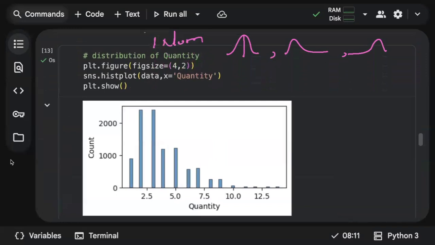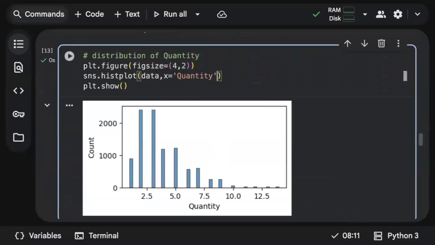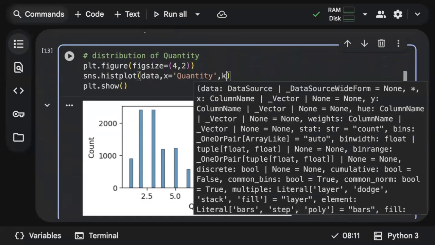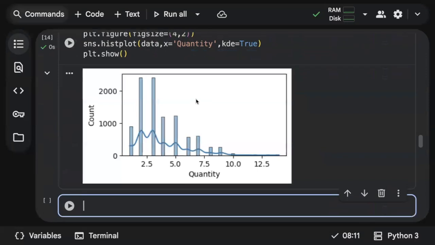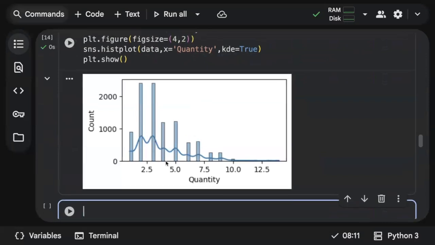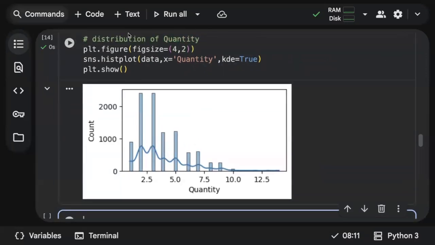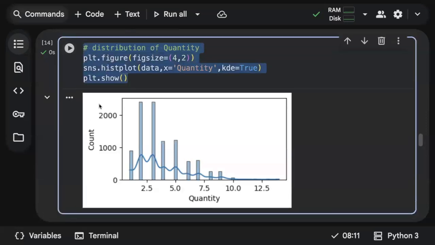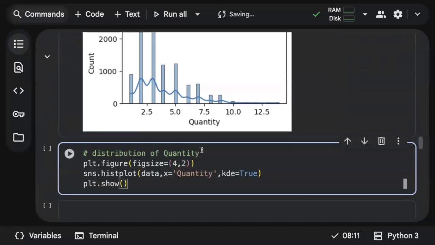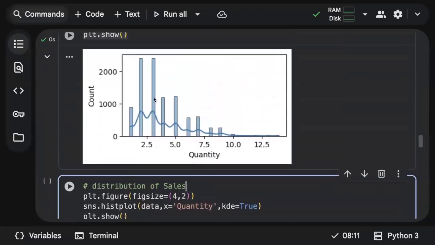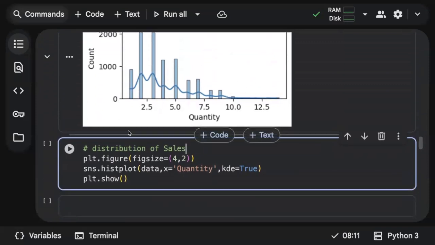One more important thing related to the histogram is that when you plot a histogram in Seaborn, you can also specify one parameter, which is kde equal to True. If you say kde equal to True, along with your graph, you're going to get a curve something like this. Similarly, let me show you how to find the distribution of sales. Also, this is kind of discrete, so you can see the discrete separation. That's how the distribution is.